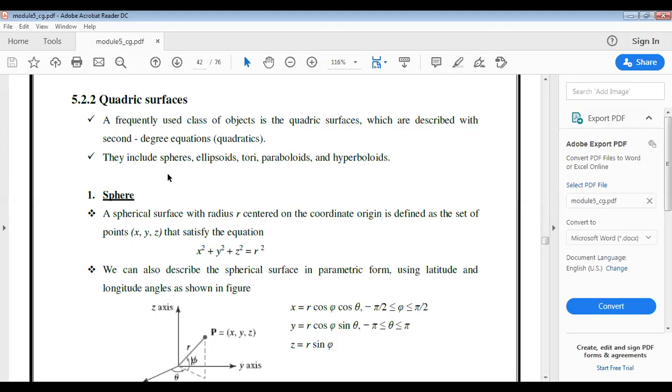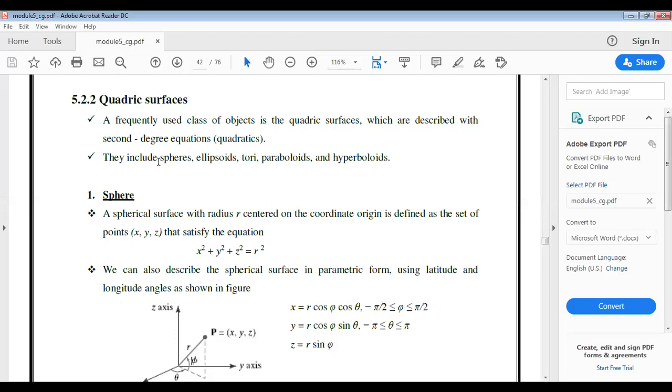If they ask you to write a short note on quadric surfaces, at that time you should write what a quadric surface is. A quadric surface means those objects which are usually described by second degree equations. And any two quadric surfaces you should explain in detail. So now we shall come to the first type of quadric surface, which is a sphere.